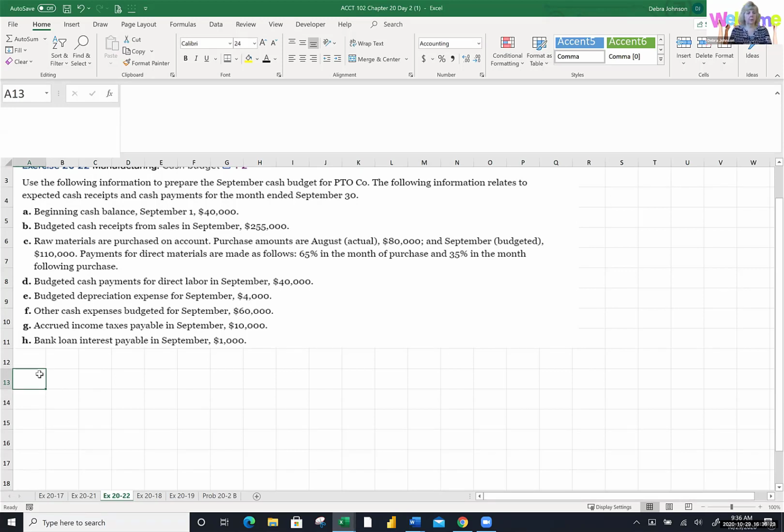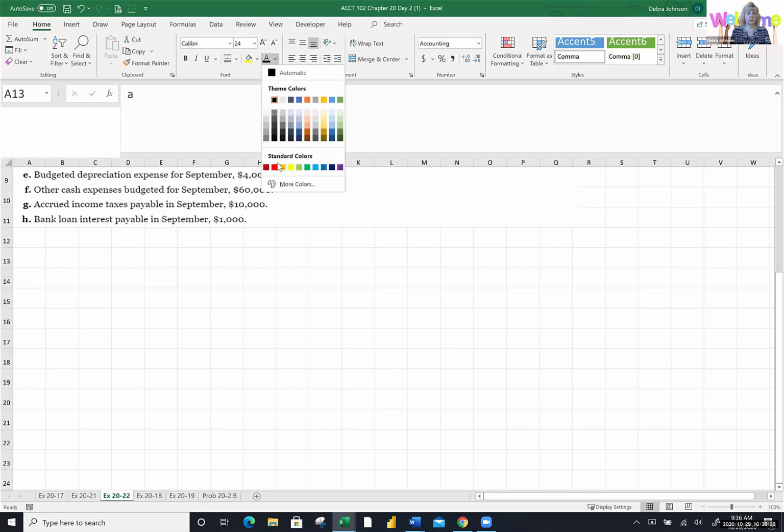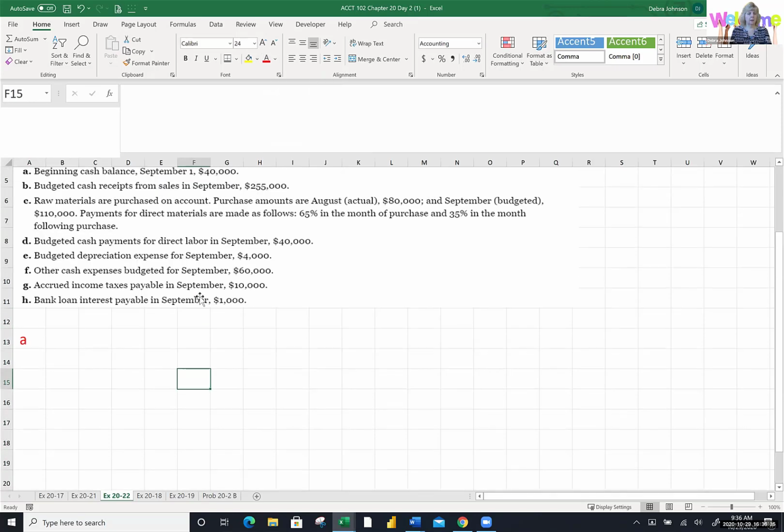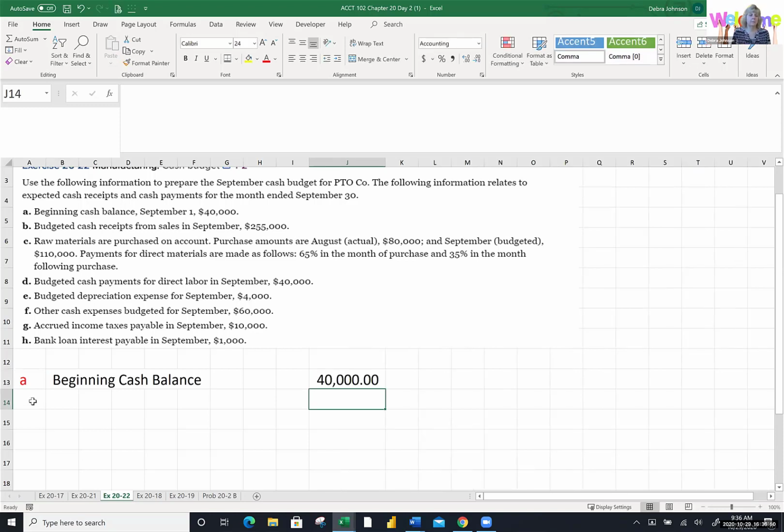Okay, letter A says beginning cash balance. I'll put a notation letter in red for each one of these. Starting cash balance, we'll just label it that. Beginning cash balance: we are starting off with 40,000. Haven't seen anything yet in what I've read about any kind of debt covenant. So it could be that this is a company that doesn't have debt, or if it does, it's a flat fixed amount and they'll give it to us that way.